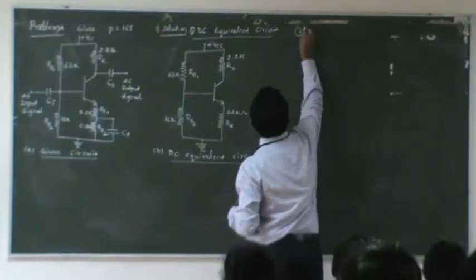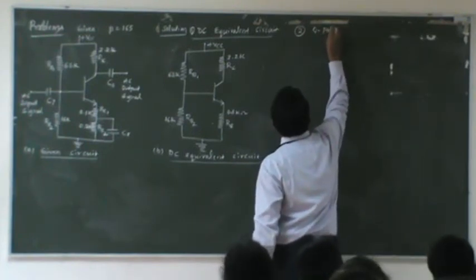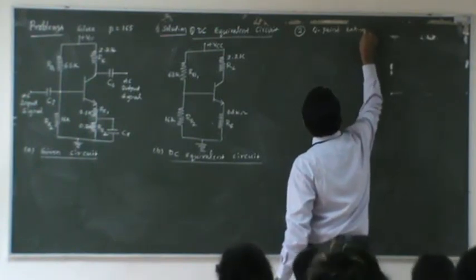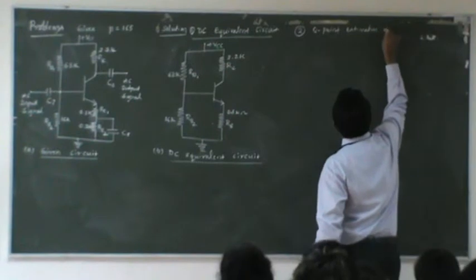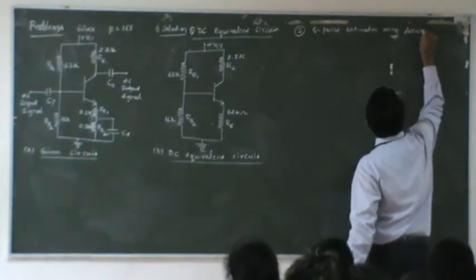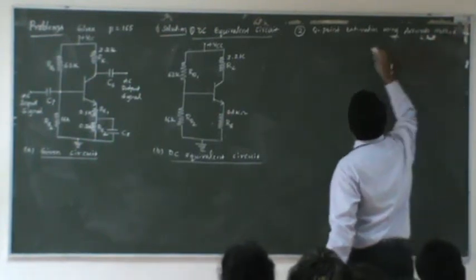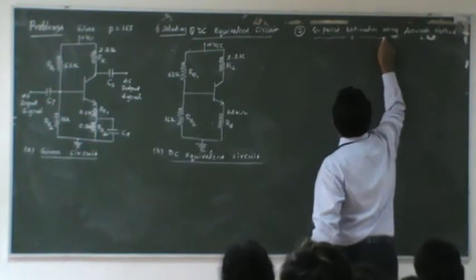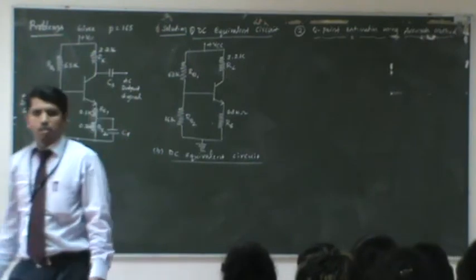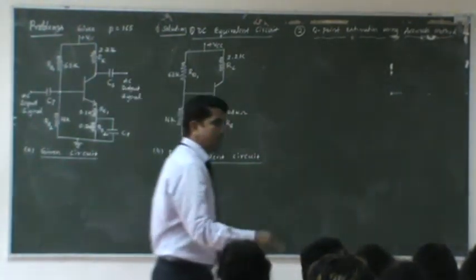The second part of the problem is Q point estimation using the accurate method. So, how do you estimate the Q point using the accurate method? As the first step, you have to replace this circuit with Thevenin's equivalent circuit. For that, can you estimate V Thevenin and R Thevenin?